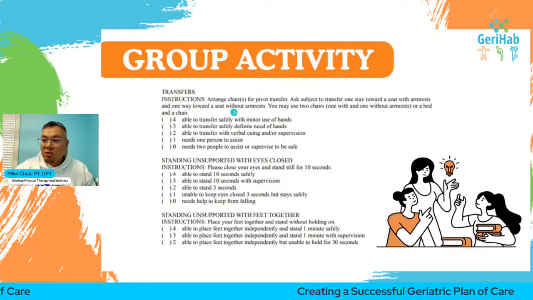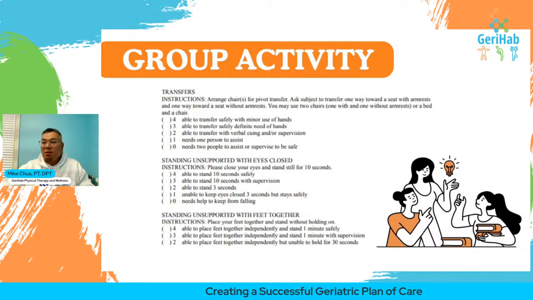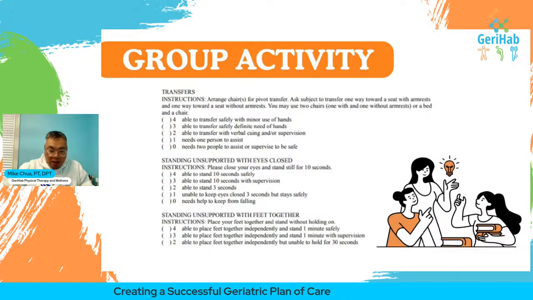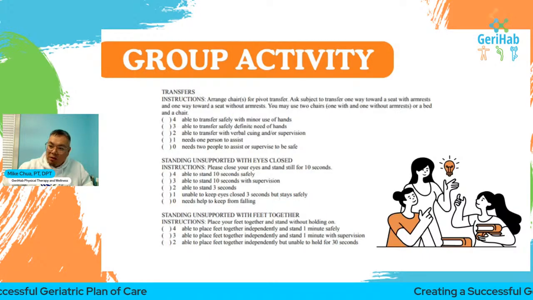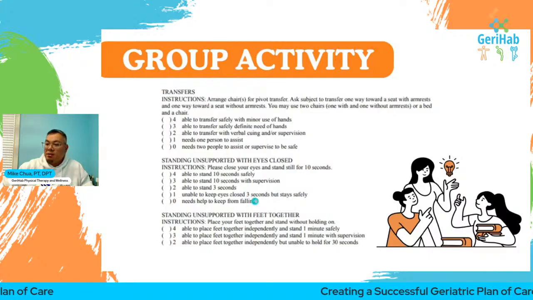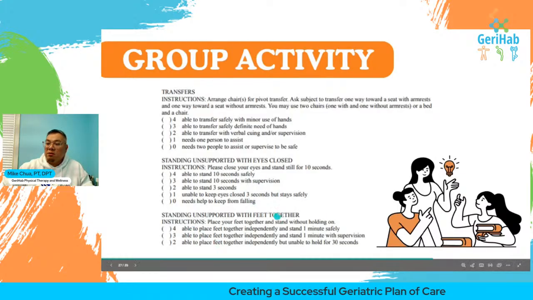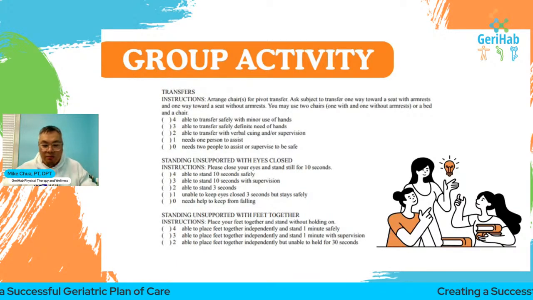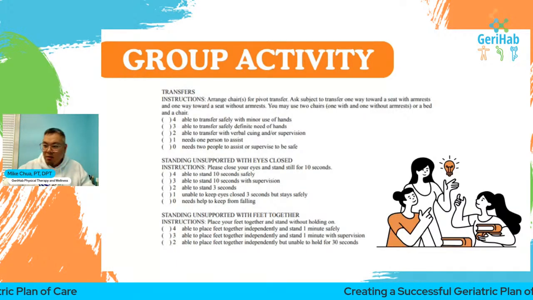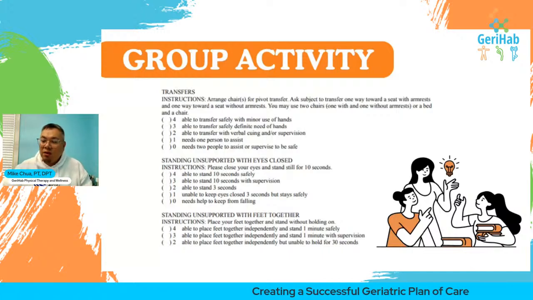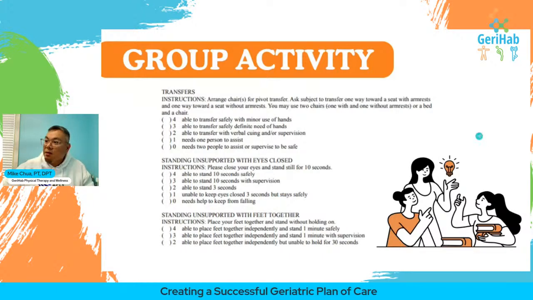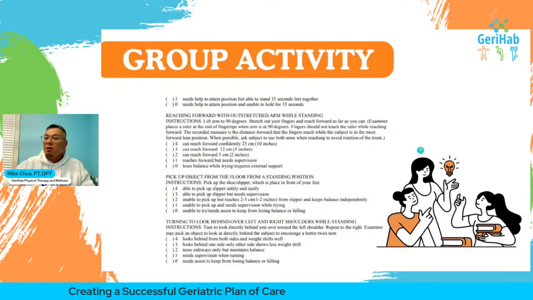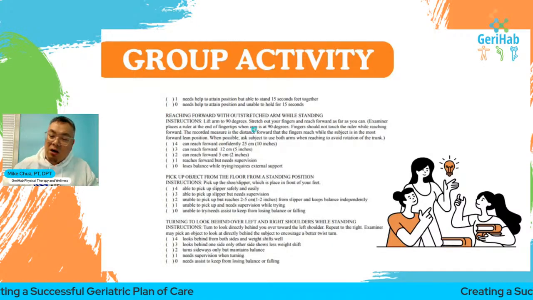And then I'll ask them to stand up. Can you stand up for me? Both feet together and then eyes closed. Close them for 10 seconds. All right. If they can't do it, that's not good, right? Right. Next is standing unsupported with feet together. I asked them already to put their feet together and stand without holding on to anything. Most of our geriatric patients are going to start moving even with their eyes open. Right. Next will be reaching forward with outstretched arm while standing.